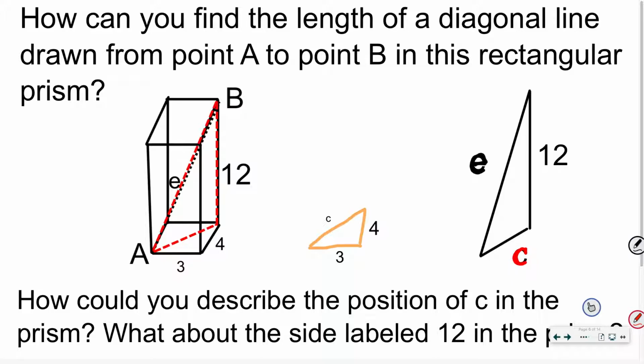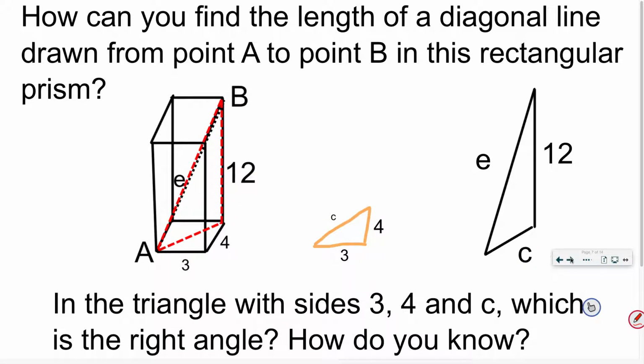Take a look here. How could you describe the position of this C value in our rectangular prism? Where is that? This line here. Where is that in the prism? Yeah, it's actually this diagonal between the 3 and the 4. What shape does this make? A right triangle. That also makes a right triangle. Could we use that to figure out C and ultimately figure out E? Yeah, we could. And that's what we're going to do.